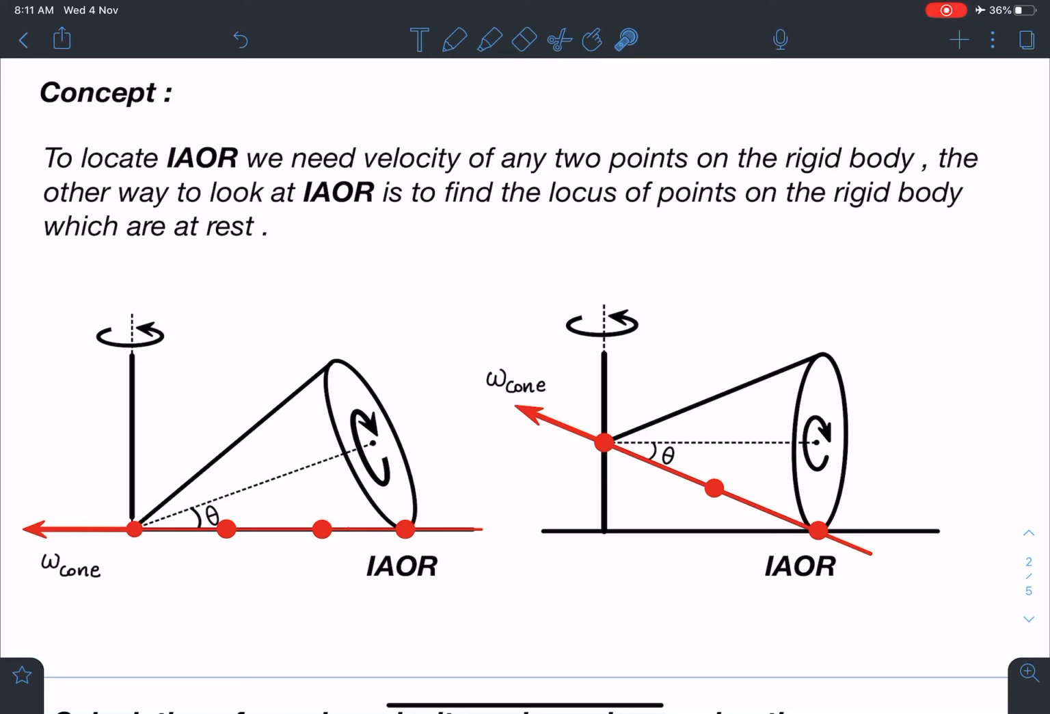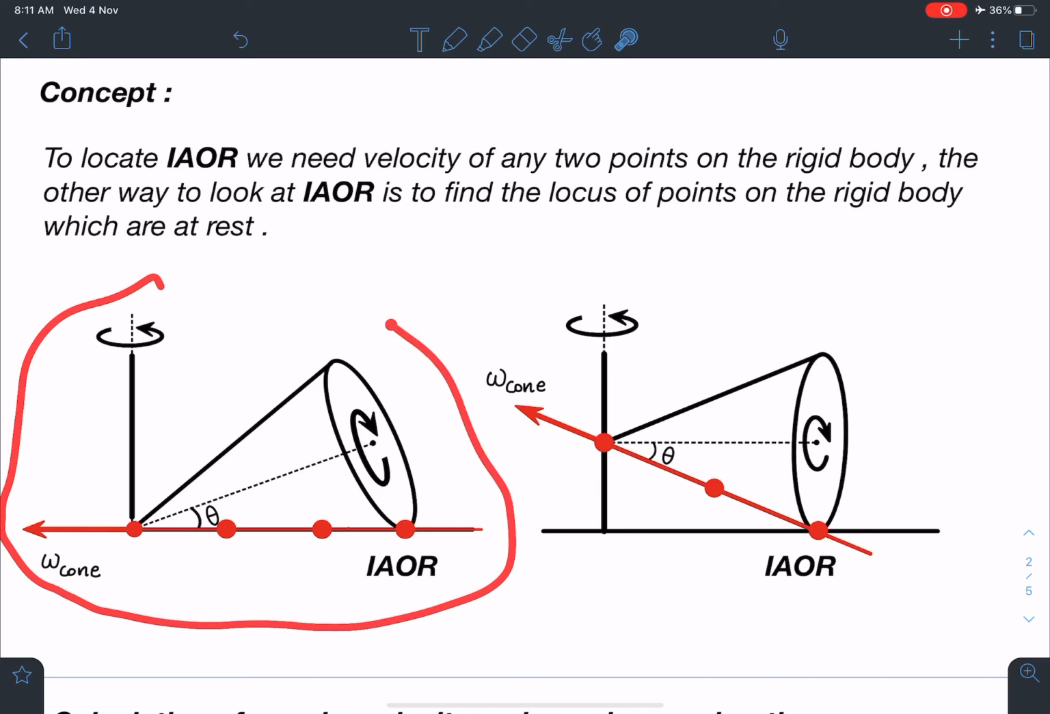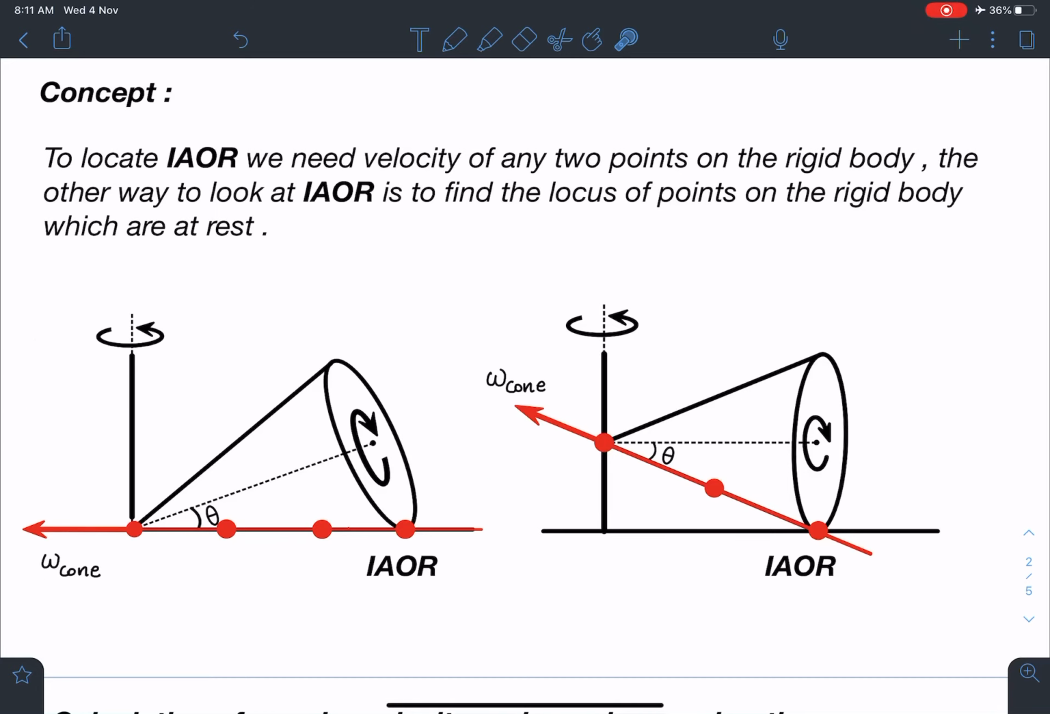So in the first diagram, in the first situation, due to pure rolling, all the points where this cone is touching are going to be instantaneously at rest at this particular instant. So we can say that the instantaneous axis of rotation must be along this tangent, you can say tangent to the cone, or along the slant side touching the ground. So this is going to be the direction of angular velocity of the cone.